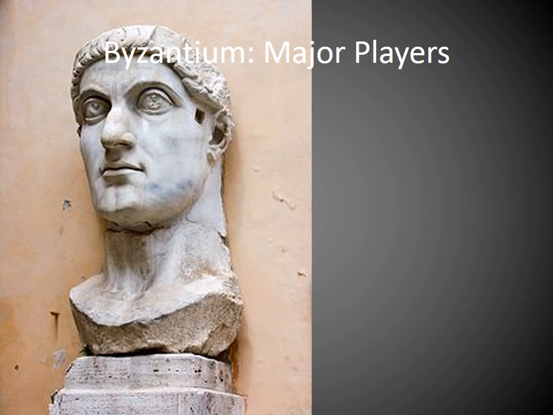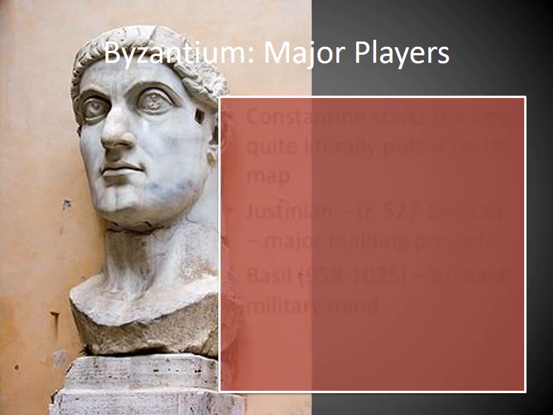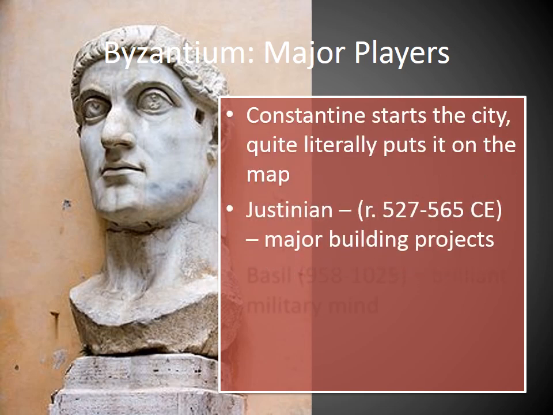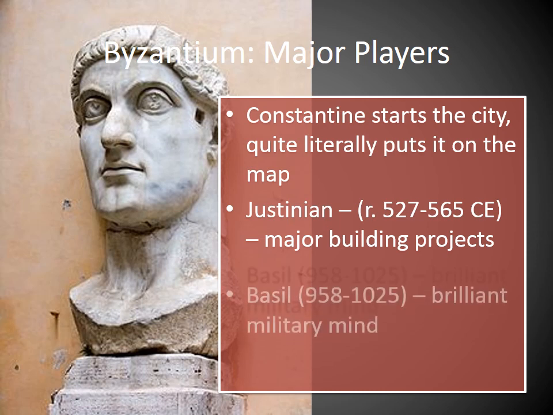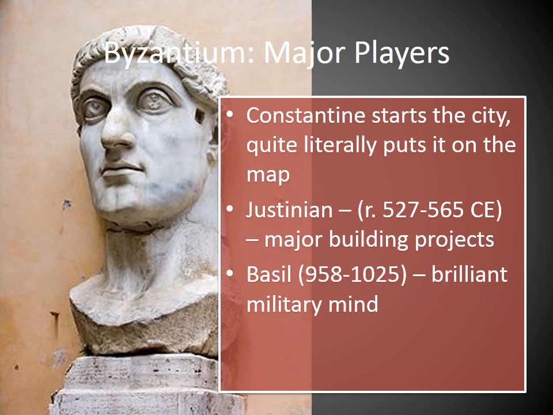We have our major players, our key emperors. You have Constantine, because he establishes the Byzantine Empire, or puts the city on the map. We have Justinian, who's known for his major building projects, the aqueducts, the reservoirs, Hagia Sophia, and the Hippodrome. And we have Basil, who is known as a brilliant military mind and responsible for the defending and the enlargement of the Byzantine Empire. So our three key leaders. The R means reign, so that is when he ruled, not just his lifespan.